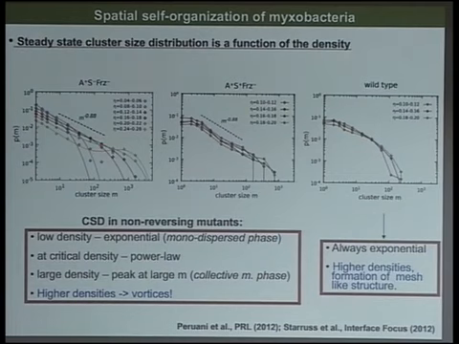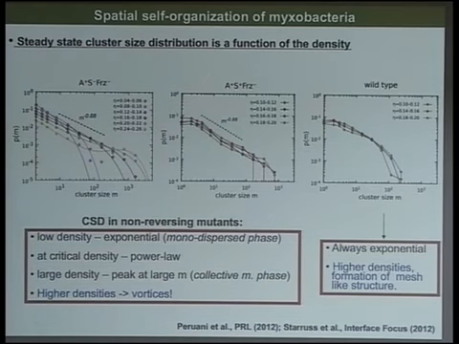At some point, you get something that looks like a power law. And if you keep on increasing the density, at some point, there is a peak at large cluster sizes. That is what you can see here. Now I'm going to show you that something interesting happens when we go to larger densities than what we analyzed initially. That is that they form vortices. That part we still don't understand.